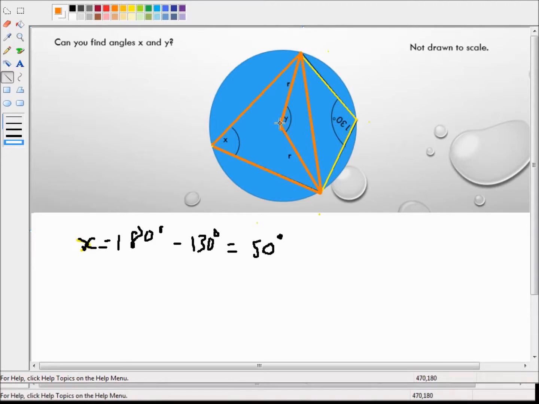Now, if two angles subtend the same chord, and one of the angles is at the centre and the other angle is anywhere on the circumference, in the same segment, then we can say that the angle at the centre is double the angle at the circumference. So that means that y is equal to 2x. So y is equal to 100 degrees, or 2 times 50 degrees is 100 degrees.